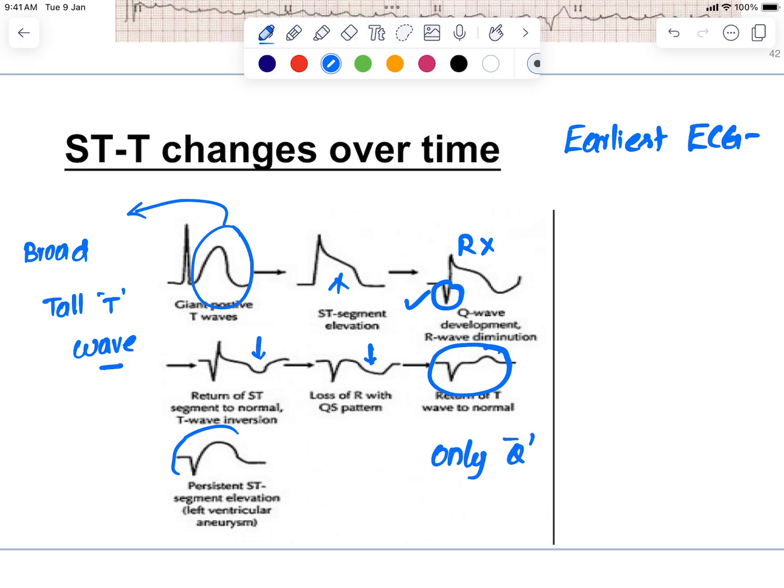And where do you have persistent tomb shaped ST segment elevation? You get this in patients with ventricular aneurysm. That is what I showed you in the beginning of this particular session also. Tomb shaped ST segment elevation is very much suggestive of ventricular aneurysm, and it does not change immediately. Okay, so this is about the dynamic ECG changes in patients with MI.